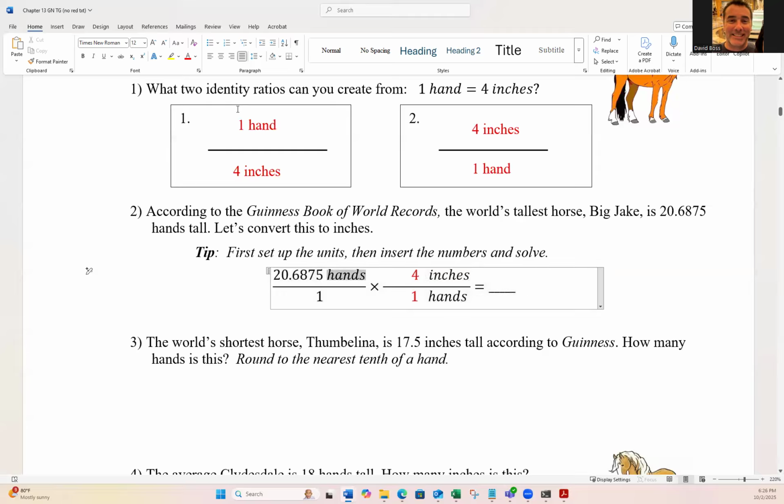Hands cancel out. So we have 20.6875 times 4 divided by 1 times 1, which gives us 82.75 inches.